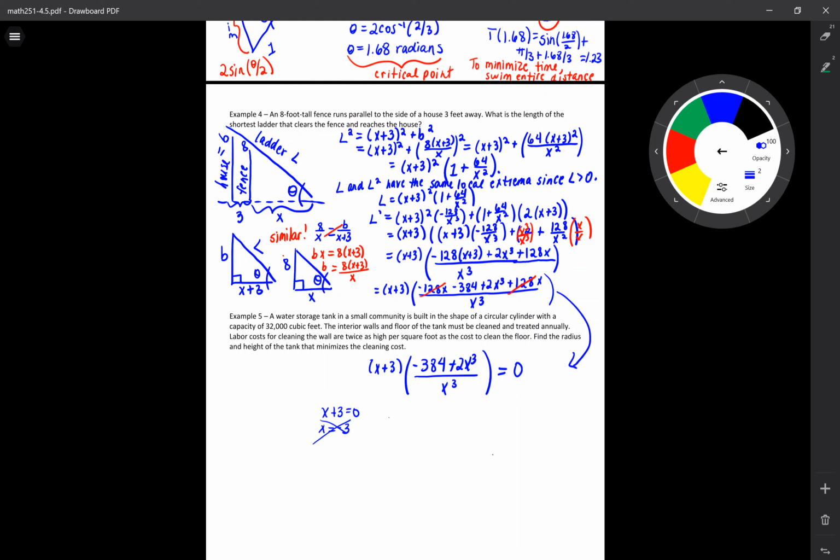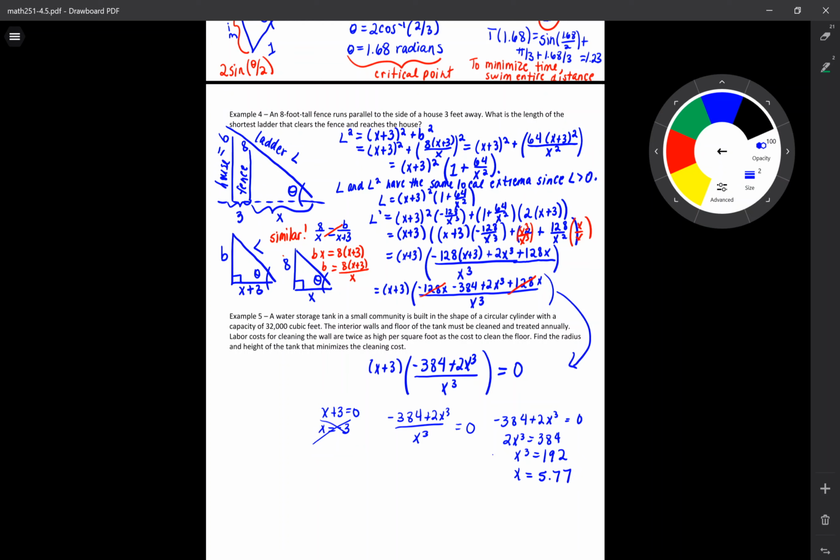Then I have the possibility that I have negative 384 plus 2x cubed over x cubed equal to 0. So when I have a rational function like this equal 0, I know that that means that the top has to equal 0. So I have negative 384 plus 2x cubed equals 0. This means that 2x cubed is equal to 384, or x cubed is equal to 192, which means that x is equal to 5.77.